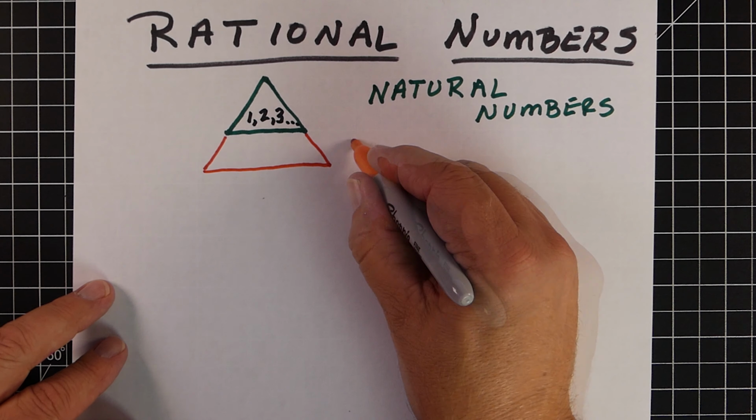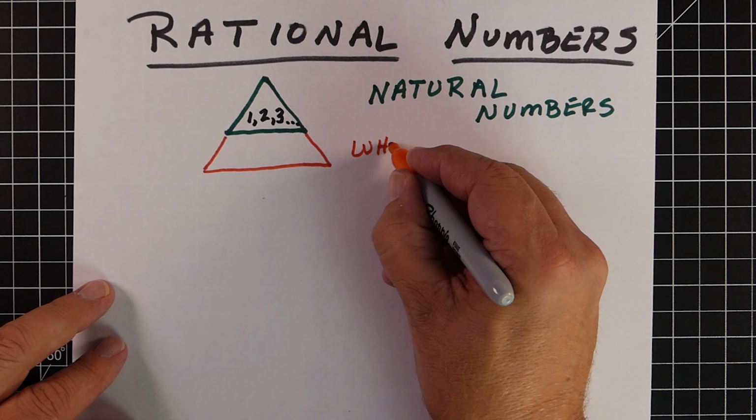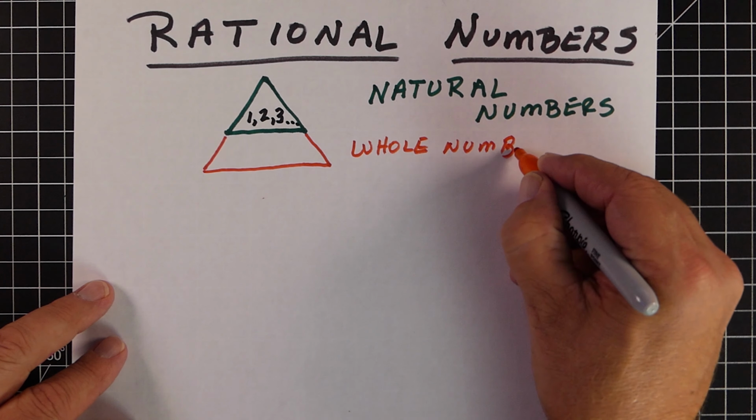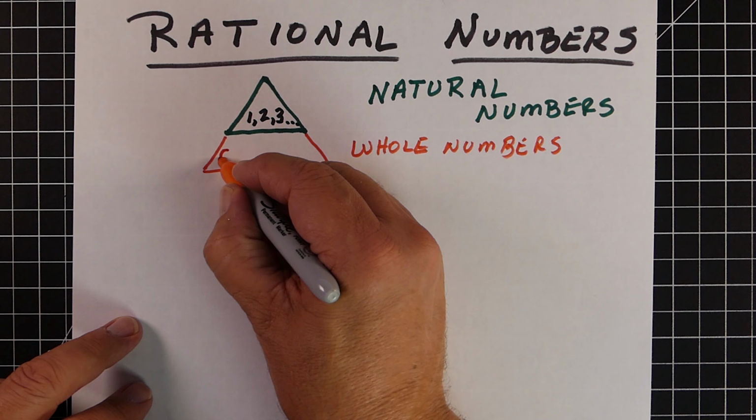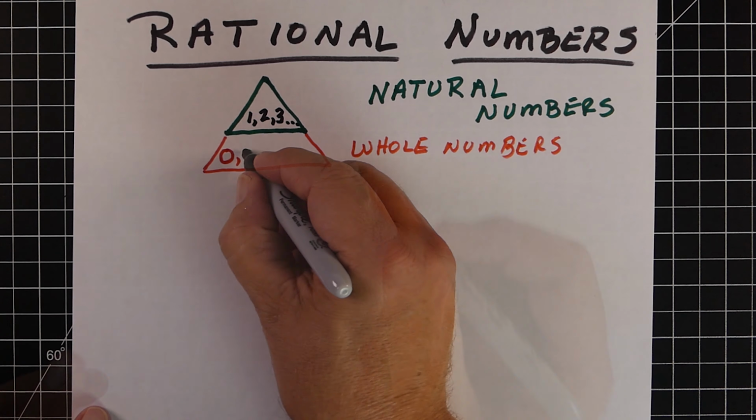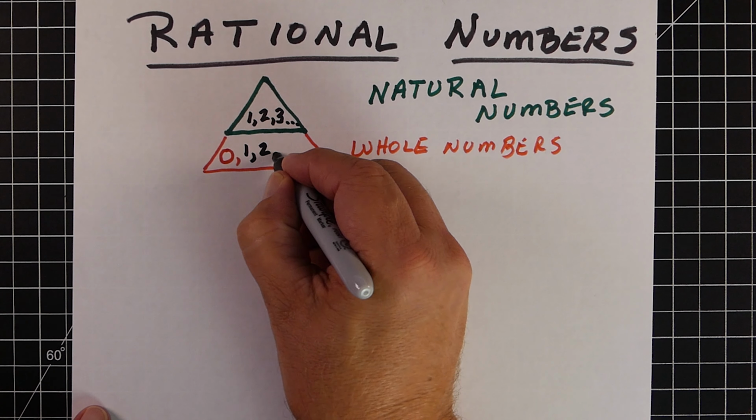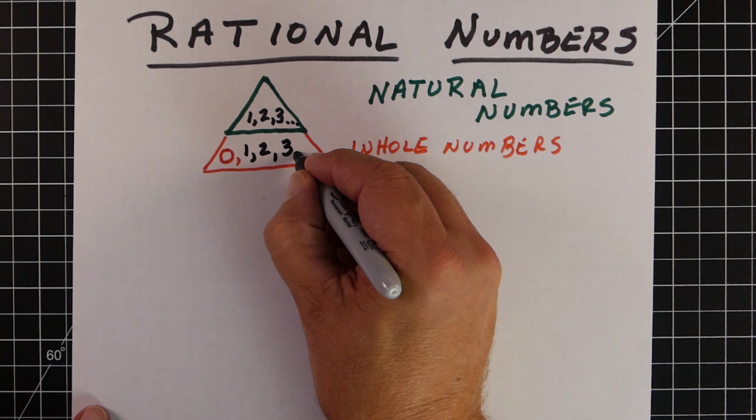The next section of our little pyramid here is what we call whole numbers. Basically, all we're doing in this situation is taking 0 plus all of our natural numbers. So it's just 0, 1, 2, 3, and so on forever.